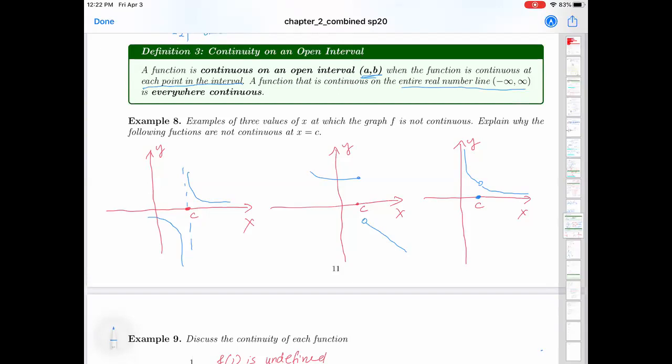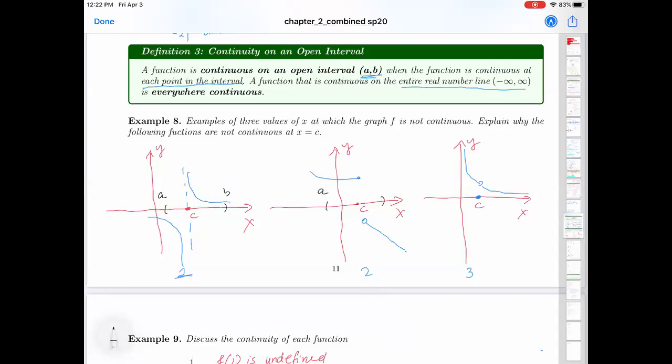All right, if we look at these three graphs here, graph number 1, 2, and 3, I have three different graphs, each illustrating a different condition where the function is not continuous at a point. And if we want to look at these three functions on an open interval, we can put an open interval a and b here.